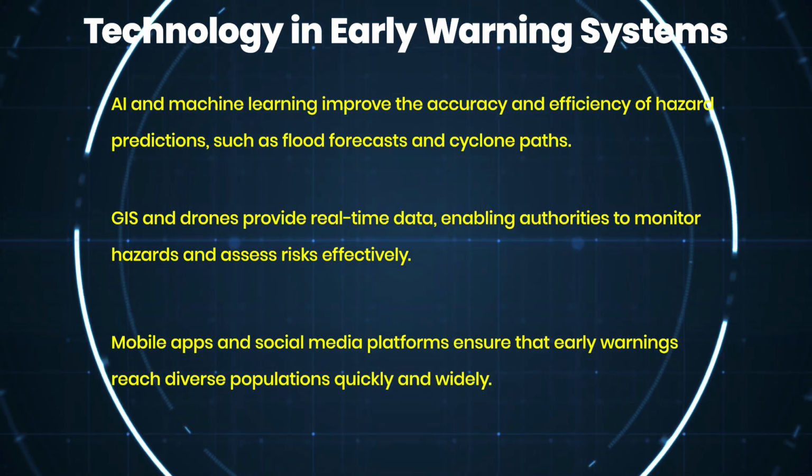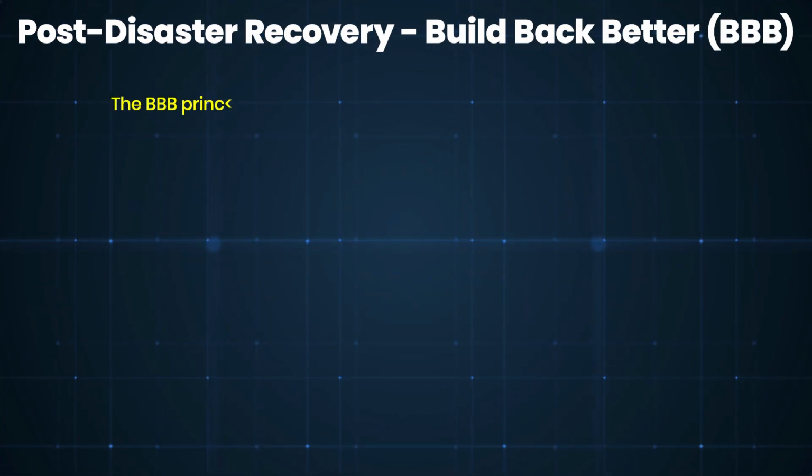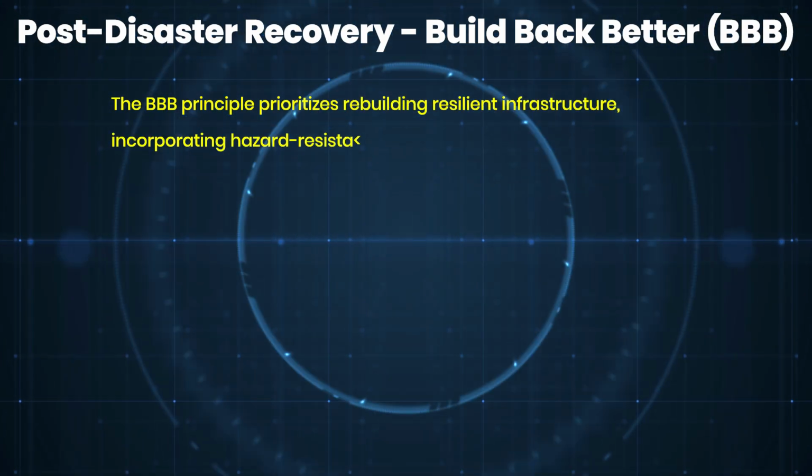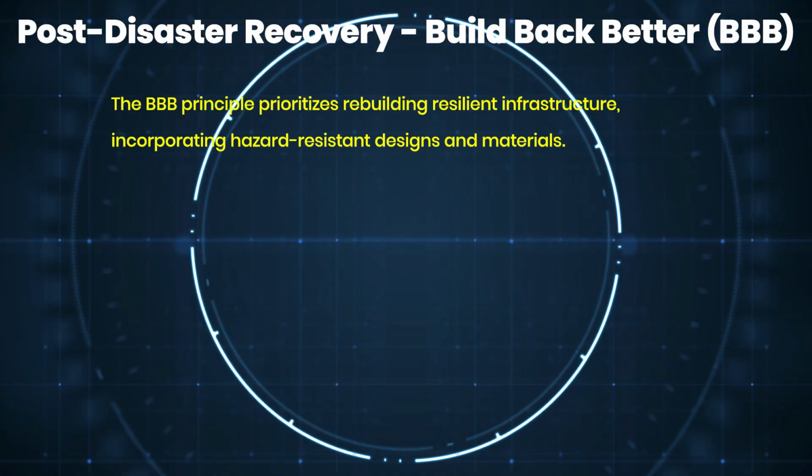Now next point of discussion is post disaster recovery, build back better. In short, it is called BBB, 3B. The 3B principle prioritizes rebuilding resilient infrastructure, incorporating hazard resistant designs and materials. Japan's recovery efforts after the Kobe earthquake set an example by adhering to stringent seismic safety standards.